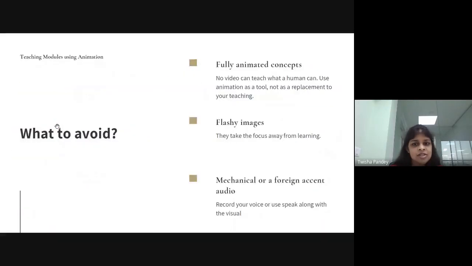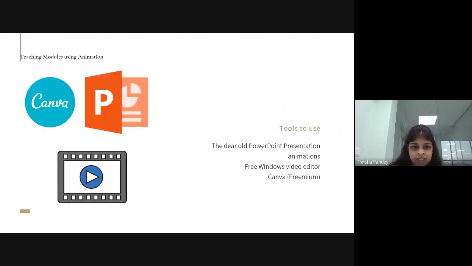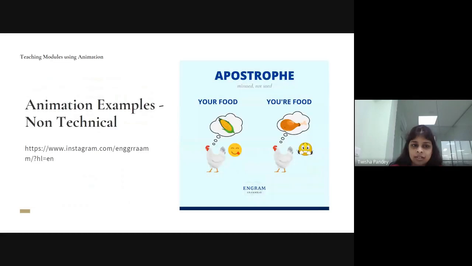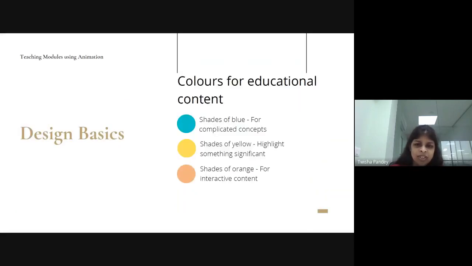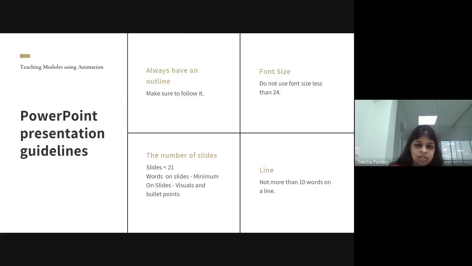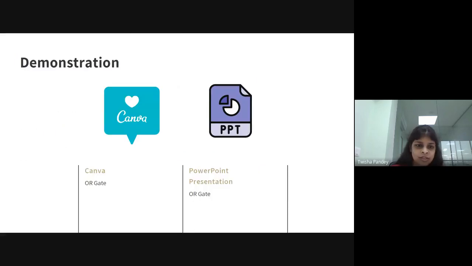This was about the transmitter and receiver, what to avoid. Of course, you have a copy of this presentation with you, so you can refer to it in case you need it. These are my Engram examples. If you like such examples, you can follow the link on the PPT. I post almost every day. You can use some of those concepts in your teaching presentations.